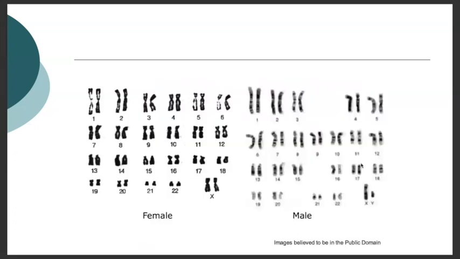This illustration shows you the karyotype of the male and the female. Both males and females have the same autosomal chromosomes from 1 to 22. The difference between male and female lies in the last pair of chromosomes, which tells us if you're male or female. Females have two X chromosomes. Males have one X and one Y chromosome.